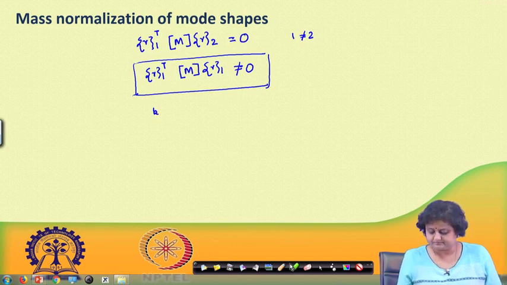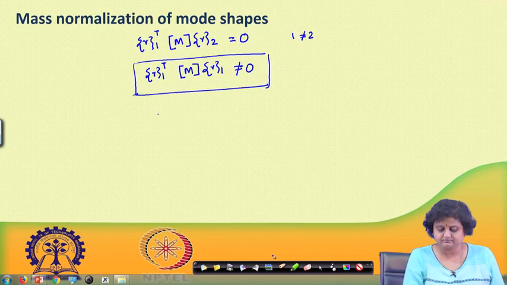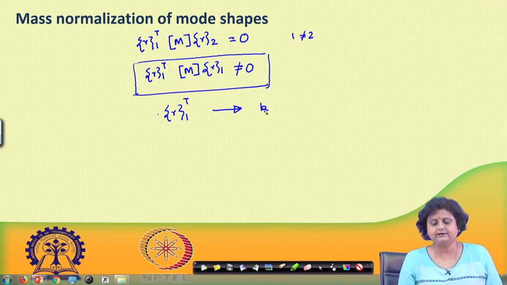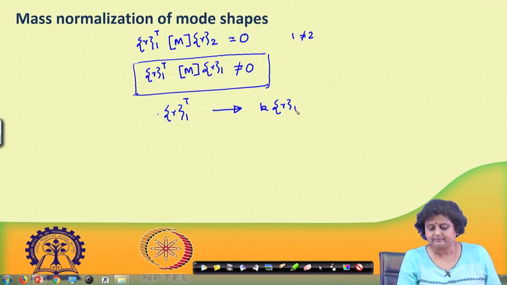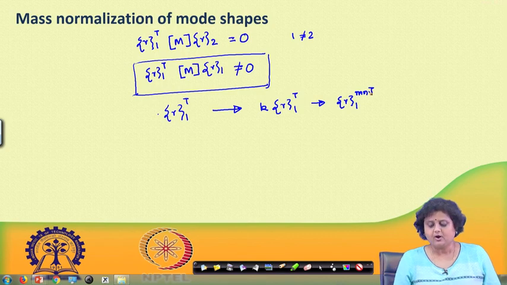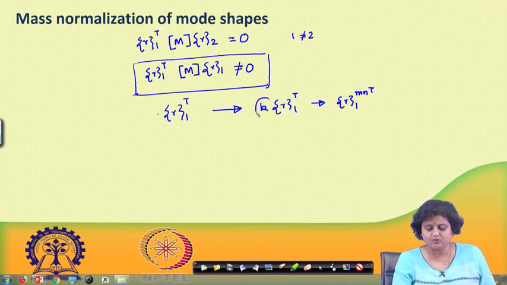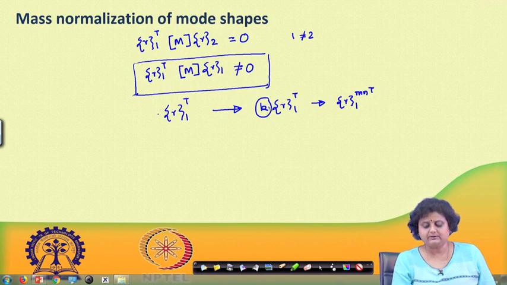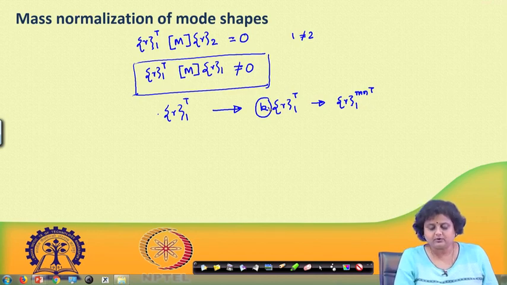multiplies the mode shape with a certain factor k, and once I multiply, let me call this new form of mode shape R1 Mn. Once I multiply with a certain factor k, I do not know what k is right now. Suppose I multiply the mode shape that I have evaluated with a scalar k and I get a new mode shape which I am calling R1 Mn. Mn stands for mass normalization. So, what is going to be this factor k?